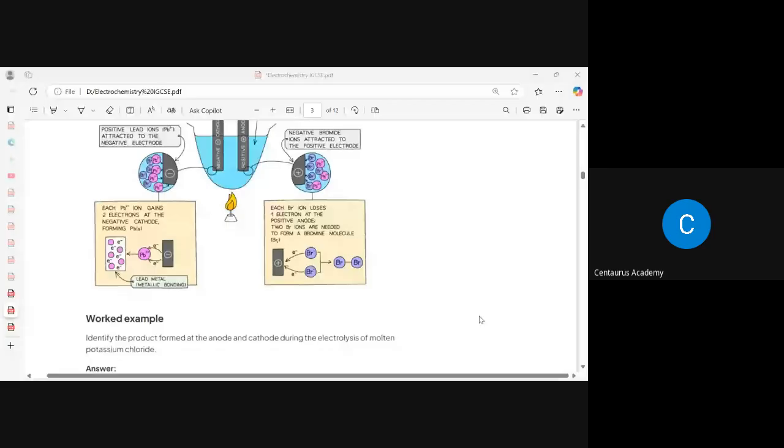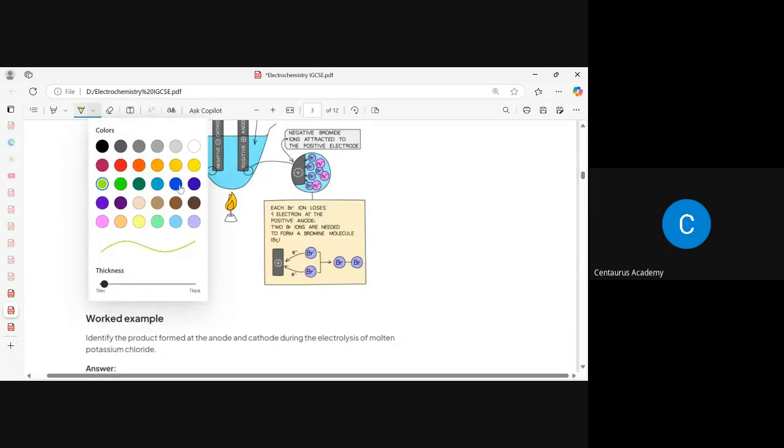Yes. Okay, let me share the screen and let me know if it is visible to all of you. Yes, are you able to look into the screen, the PDF? Yes, miss.